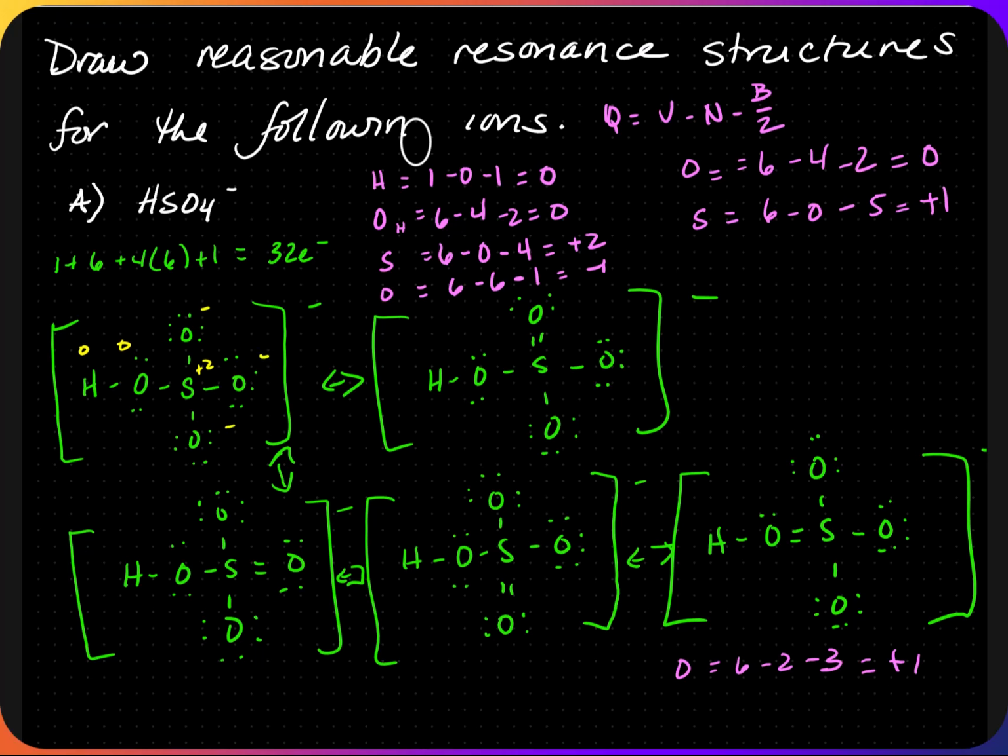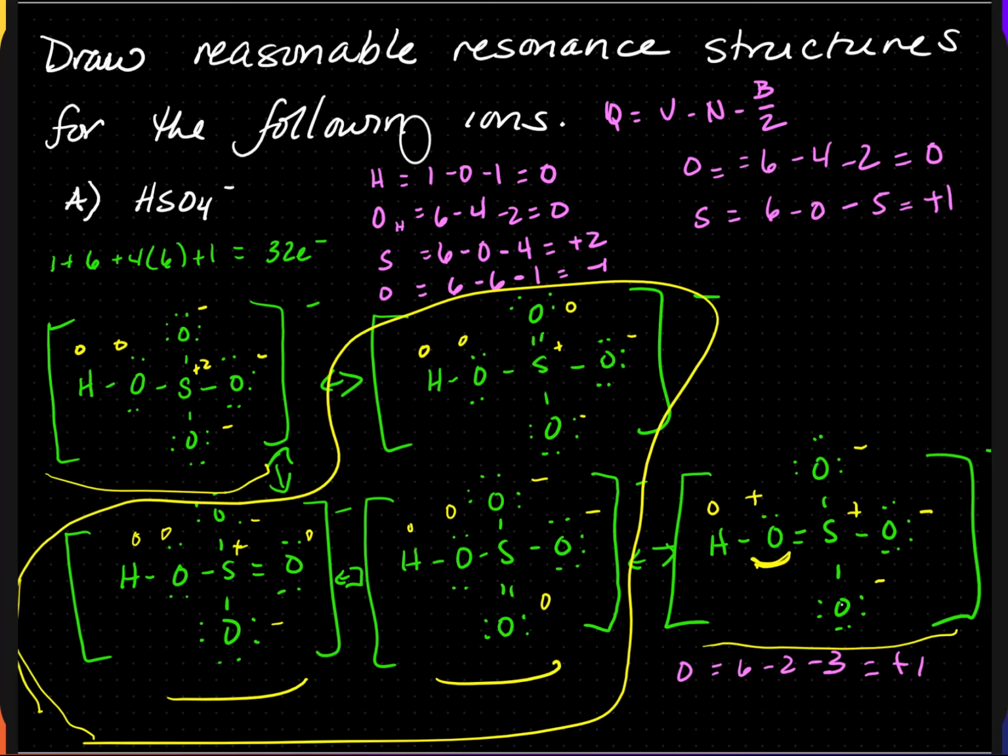In the second picture, hydrogen is going to be 0 again. Oxygen here is going to be 0. The sulfur in the center is a plus 1, and the oxygens are also 0. These bottom two will look exactly like the previous one. Last one, the hydrogen will be 0, oxygen will be a plus, the outside oxygens will all be 0, and the sulfur will be plus.